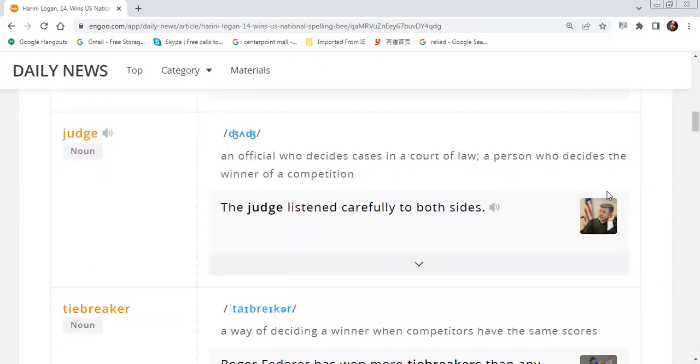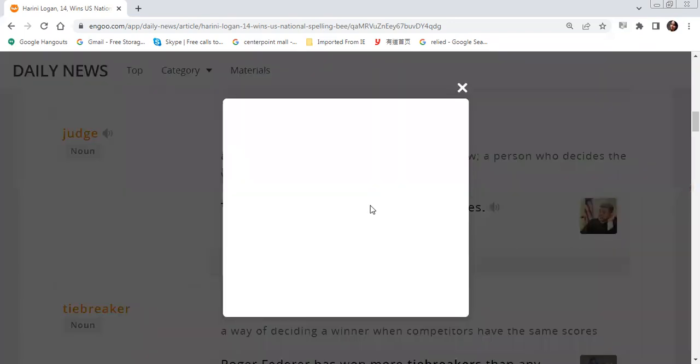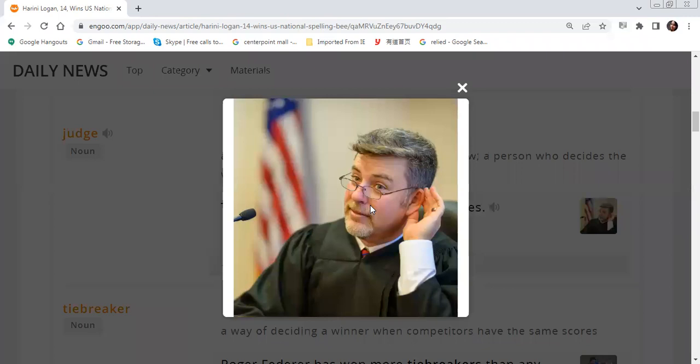Our next word is judge. A judge is, by definition, an official who decides cases in a court of law, a person who decides the winner of a competition. Our first example says, the judge listened carefully to both sides. And we can see here in the photo, the judge listening carefully to both sides.